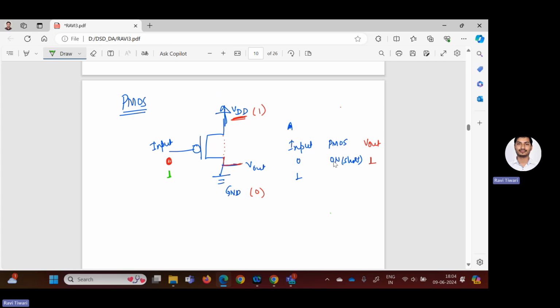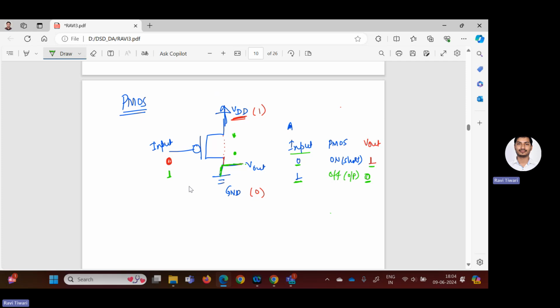If input is 1 and as we know that PMOS is off, off means what? Open circuited. If it is open circuited, that means it is now not connected, right? It's not connected. Then V out is connected to what? Ground, right? So V out is connected to ground and output is 0, right? So now you see when we are giving input as 0, I am getting 1 in PMOS. And when I'm giving input as 1, I am getting 0 as an output.